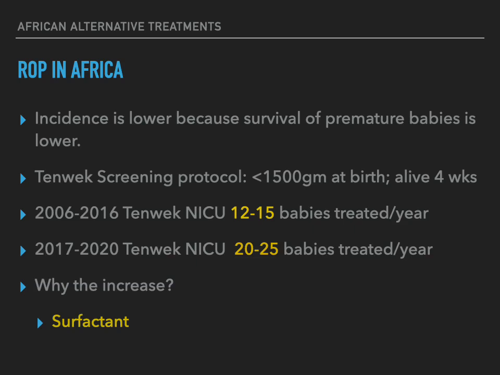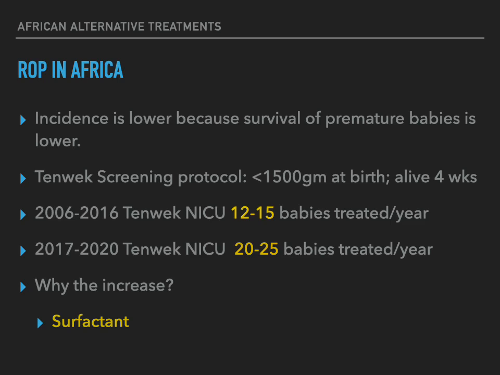What about ROP in Africa? Well, the incidence in general is lower because survival of premature babies is lower. At TENWEK, our protocol is to screen babies less than 1,500 grams who have been alive for 4 weeks. On average, the first 10 years of my time here at TENWEK, we were only treating 12 to 15 babies a year. But since 2017, we've been treating 20 to 25 babies a year. And I asked the question, why the increase?